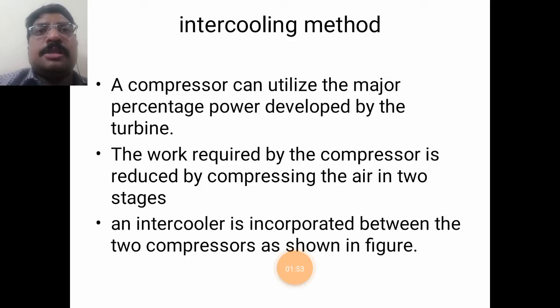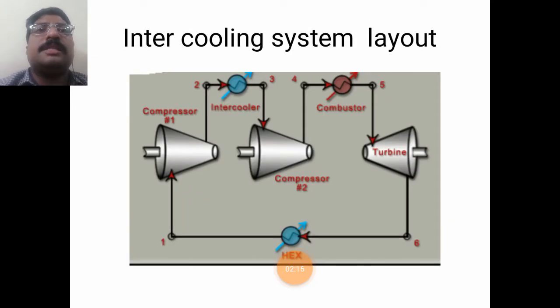Now, to reduce that effect, the work required for compression is reduced by compressing the air in two stages. In between the two stages of the compressor, an intercooler is arranged, as shown in the figure. This is the schematic layout of the intercooling system. Here, the first one is the low pressure compressor and the second is the high pressure compressor, and in between them we are using an intercooler.